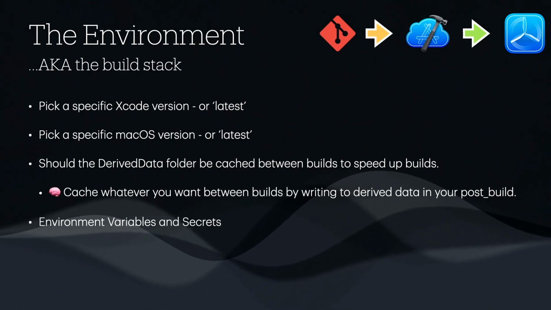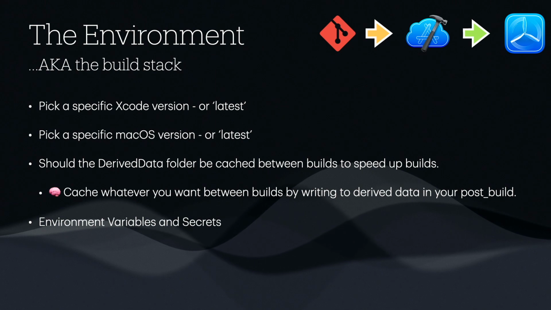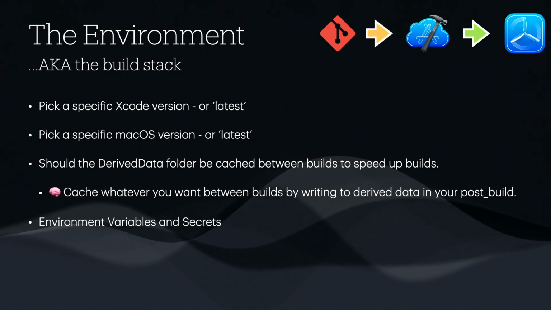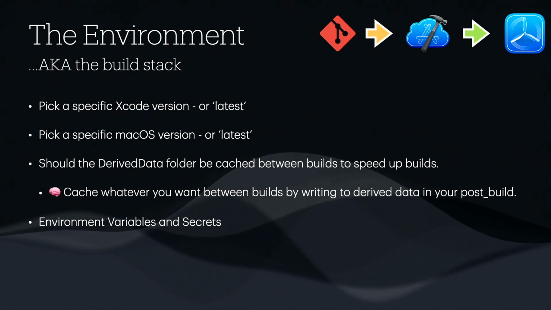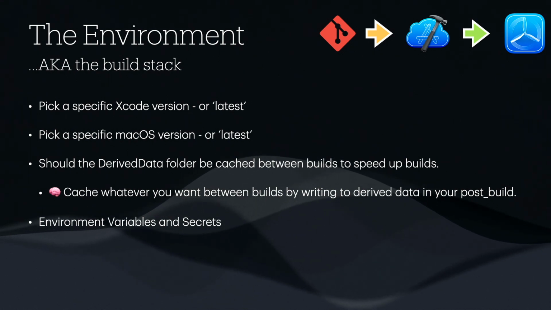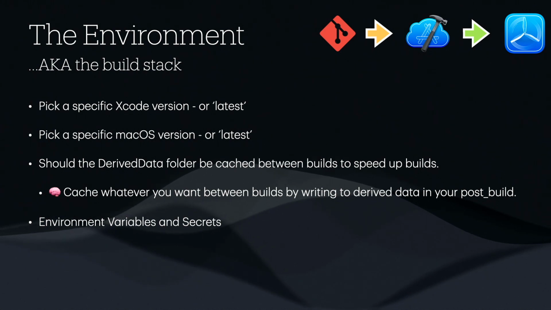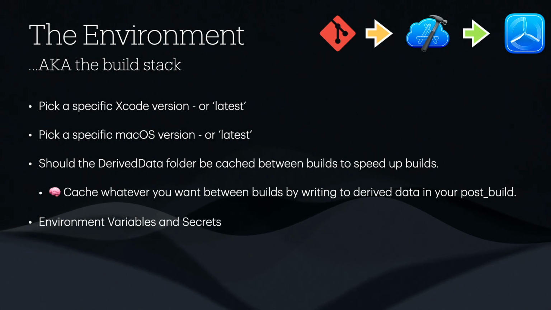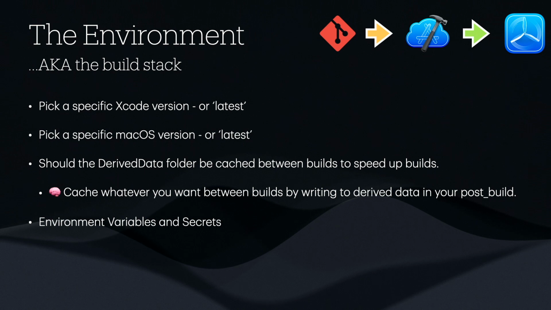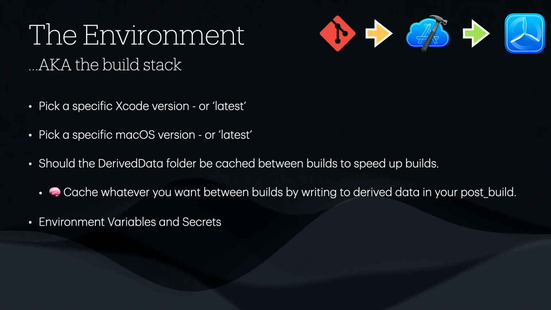One thing which I found interesting: some people suggest that if you want to cache other bits of information between your builds, you can just write it to the derived data folder, knowing that Xcode Cloud will back that up, and then it will get restored later on. Seems like a massive hack, but some people say it works, so maybe it works. But then again, it's not officially coming from Apple, so it might stop working one day. And also, as part of the environment, you can set up variables and secrets just like anything else. They'll get masked out in your build logs and that kind of stuff.